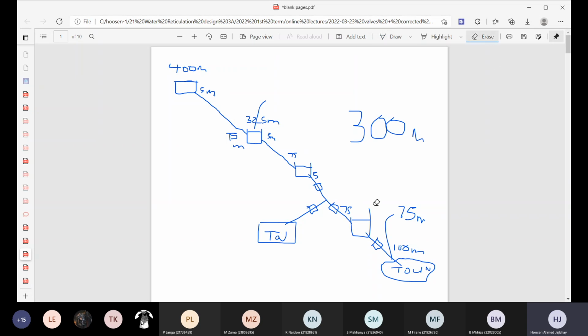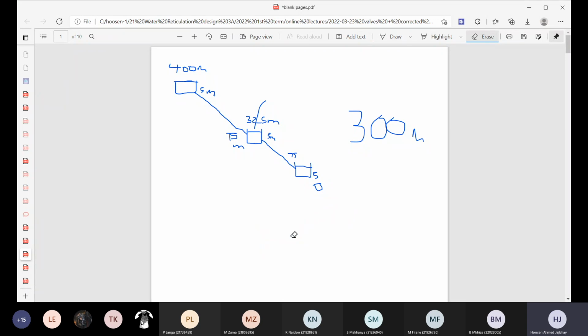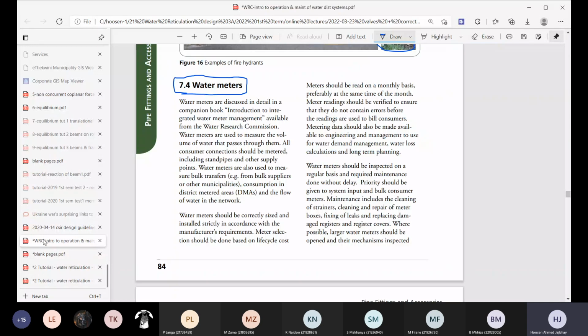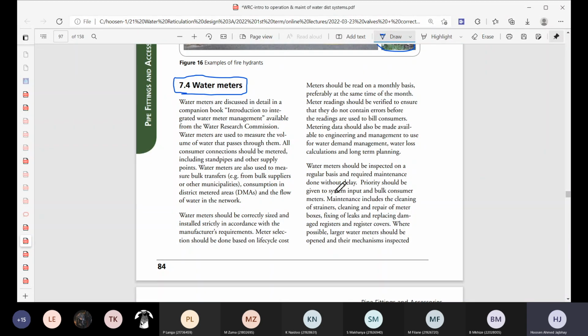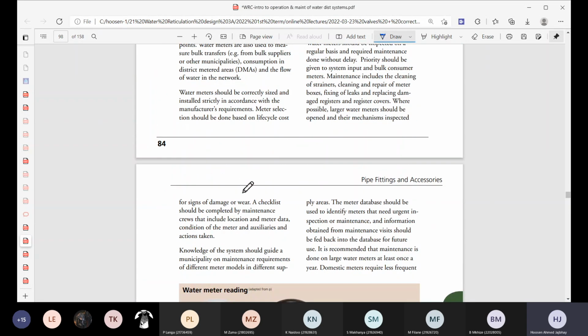So in a bulk supply system, it would be used to measure the bulk supply to a town or a village, and also it would be used to detect leaks in the system, or to give you an idea of which portion of the pipeline has developed leaks. That would be the function of water meters in the bulk supply system.